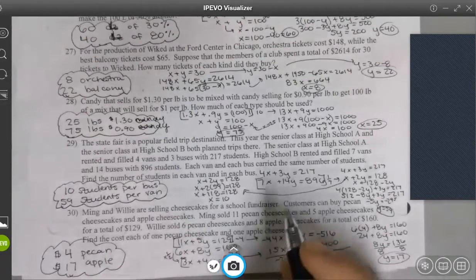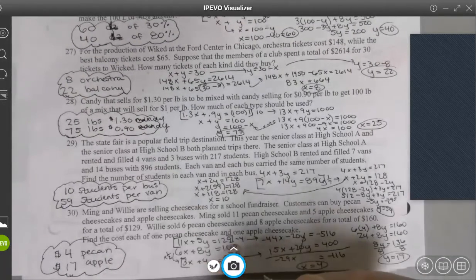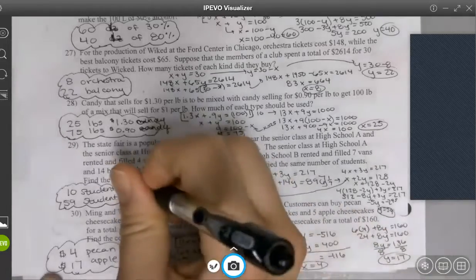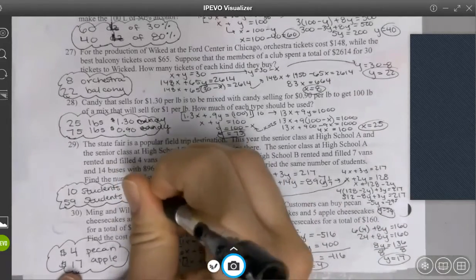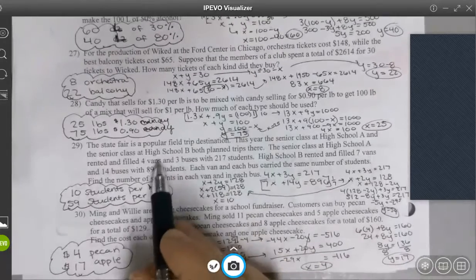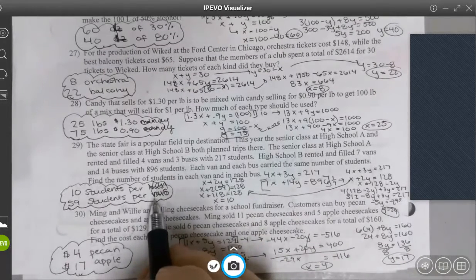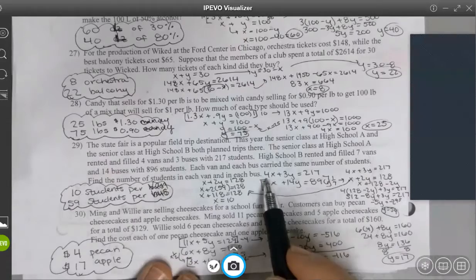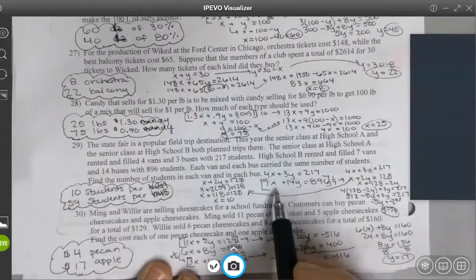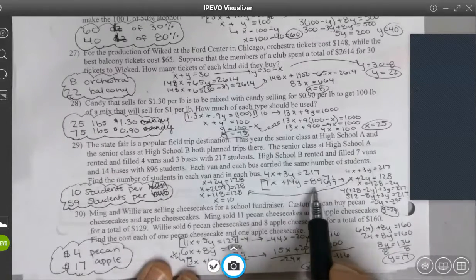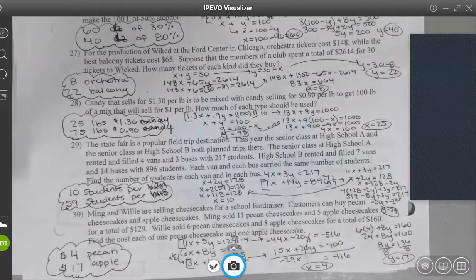Let me look. So yeah, this should be van. I think I wrote the wrong word here, right? Do you have vans and buses like this? Am I okay now? 4 vans, 3 buses, 7 vans, 14. Yeah, I just switched the words in the end.